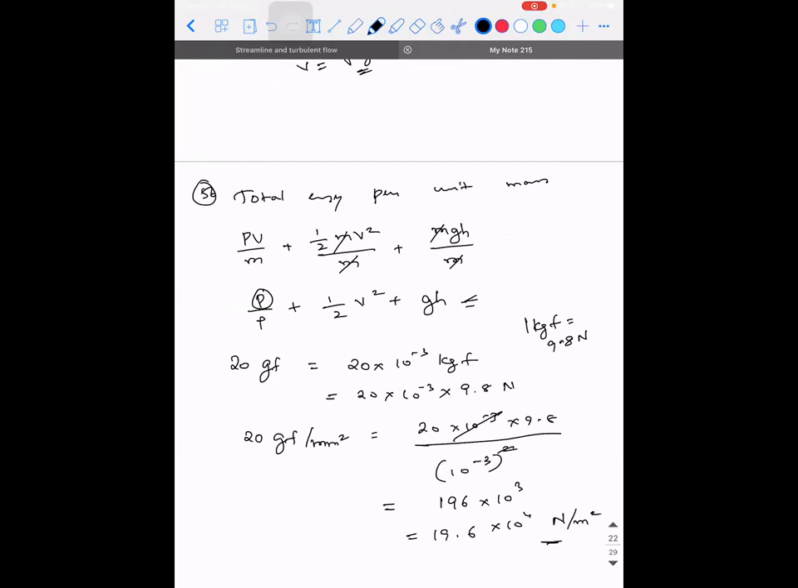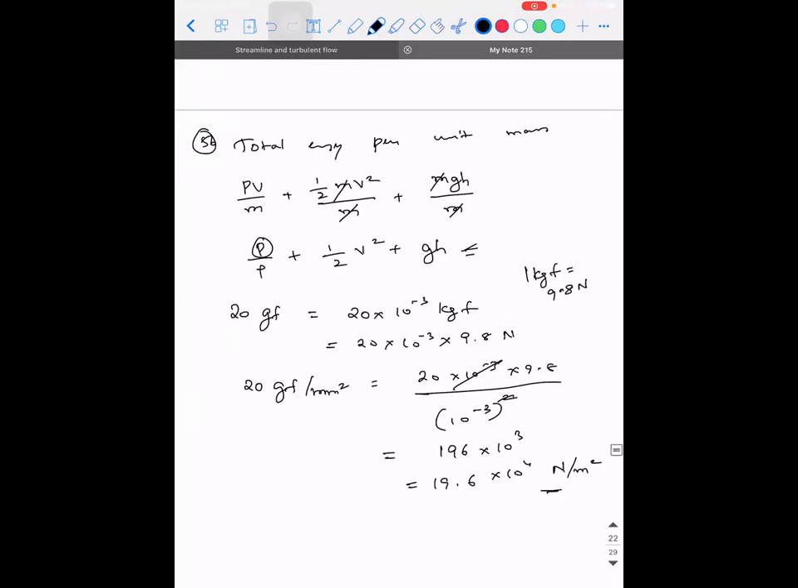Just take your time, let me know. Will they provide in the question how much is 1 kilogram force? No. 1 kilogram force is to be known. Please make a note. We have done this problem many times. 1 kilogram force is equal to 9.8 Newton. It is a known quantity, like how the value of G is 9.8 meters per second square. 1 kilogram force is always 9.8 Newton. It's a fixed value.